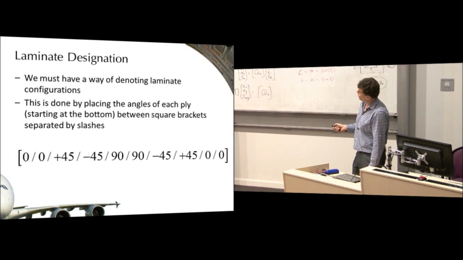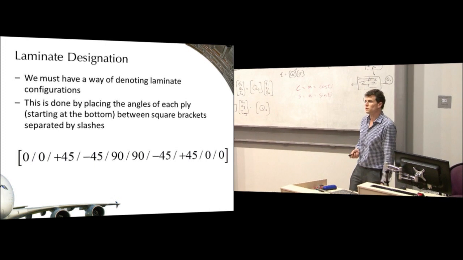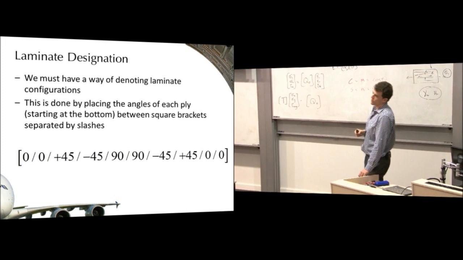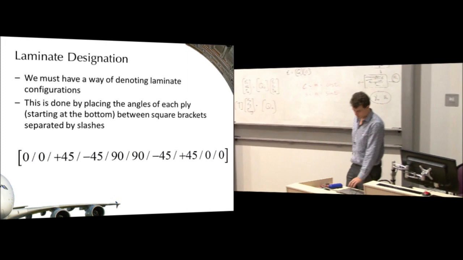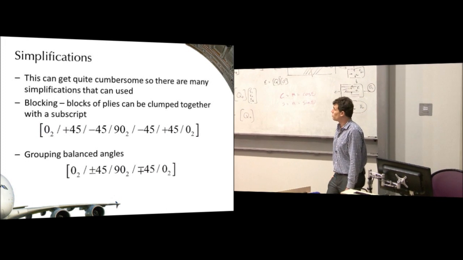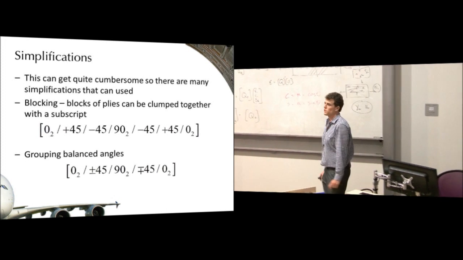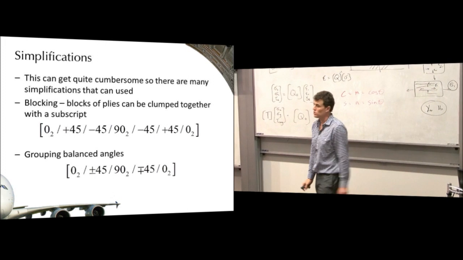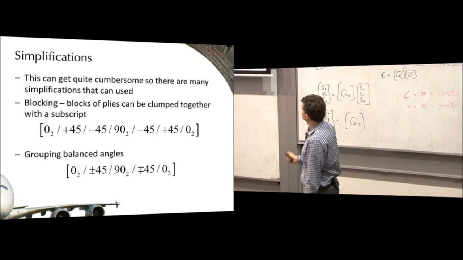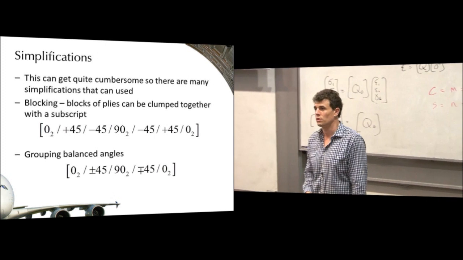Now, this would get pretty tedious. We don't want to write out that many characters generally when we're specifying a laminate, so we have simplifications. The first simplification is what we call blocking. So if there's lots of plies of the same thing together, we just put a subscript in. So if there's 2 zeros, we just write a 2 underneath. If there's 2 90s, we put a 2 underneath.